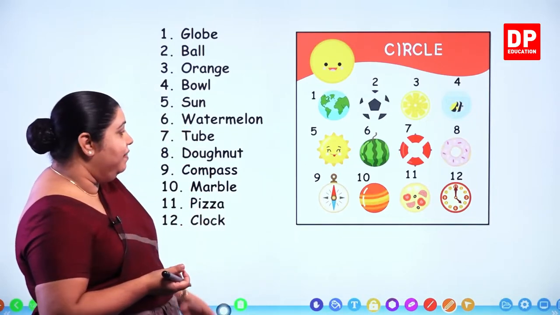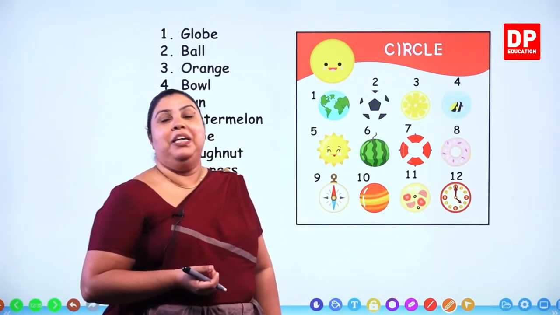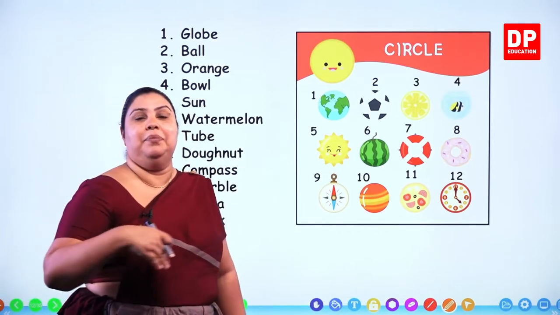Then number 11, pizza. Pizza comes always in the shape of a circle.